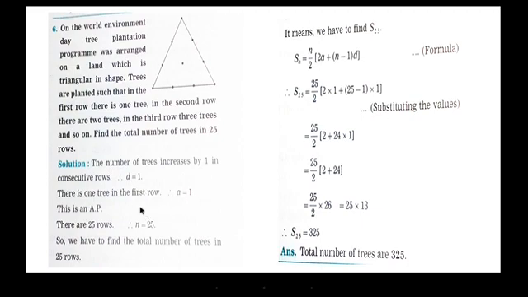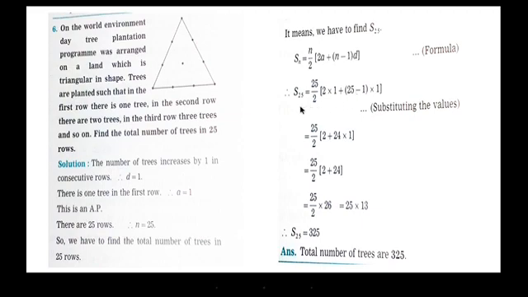So this is an arithmetic progression. So there are 25 rows, so N will be 25. So we have to find the total number of trees in 25 rows. Okay, that means we have to find S25. So we have the formula Sn is equal to n upon 2 in the bracket 2a plus n minus 1 into d. So in Sn, n is 25, a is 1 and d is also 1.